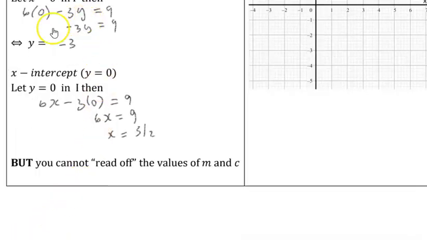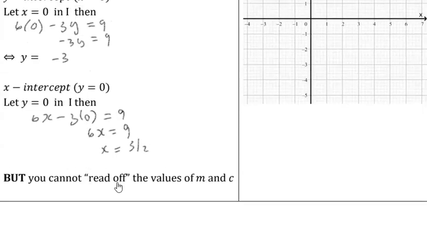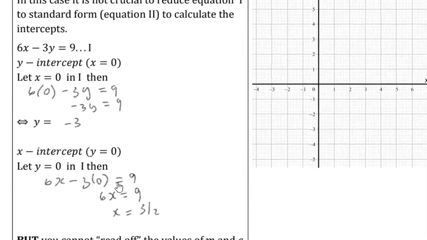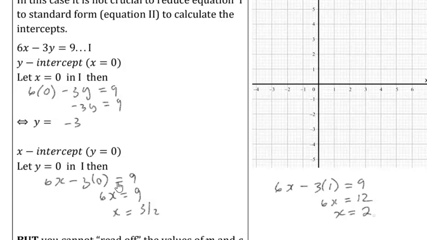The only problem with this method is you cannot read off the values for m and c. And still we just have two coordinates here. So again, you can compute another value. You can, for instance, put in y equal to 1. Then we get 6x minus 3 times 1 equal to 9, and then we compute x. Normally we will put something for the x and then compute the y. So x is equal to 2.